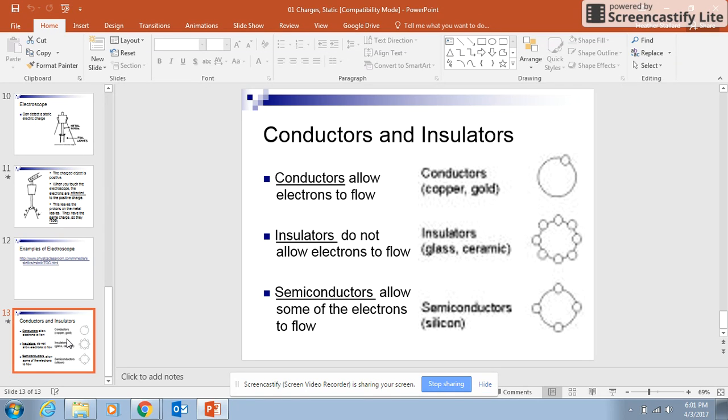And then, of course, you guys should remember the semiconductors. The semiconductors are those that live along the stair step off of the periodic table that we talked about back in chemistry. The semiconductors allow some of the electrons to flow. The most noted semiconductor that is used is silicon. And I'm sure that you guys remember me talking about that at the beginning of the year.